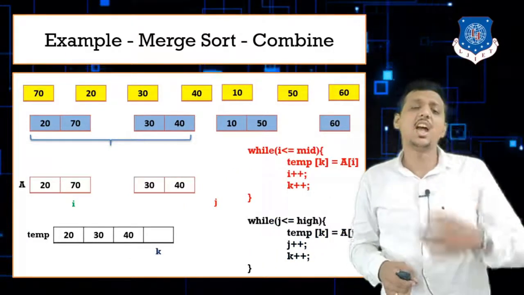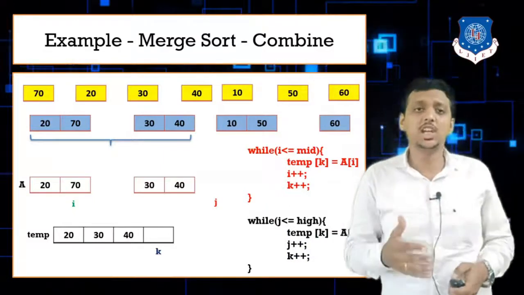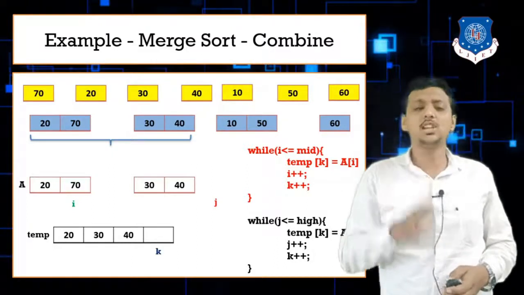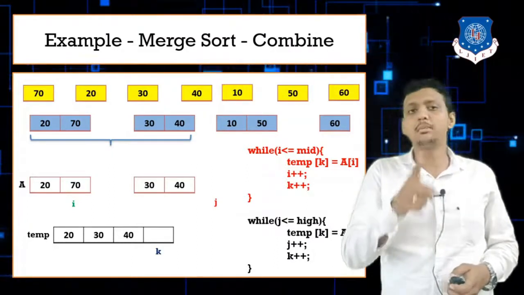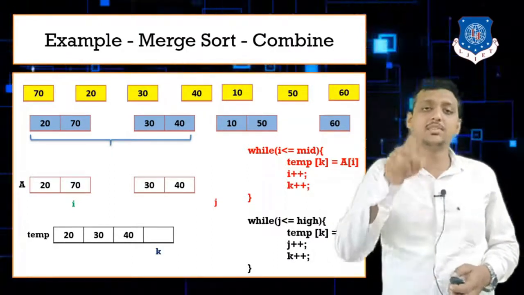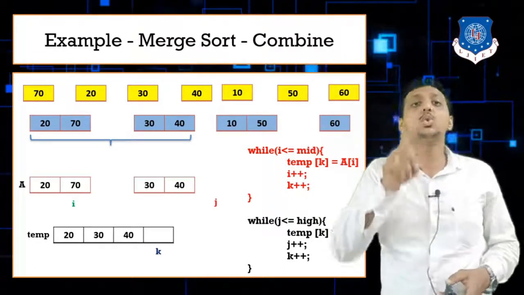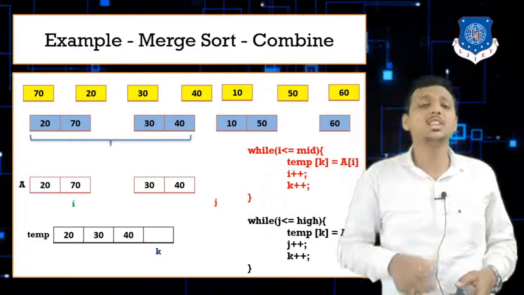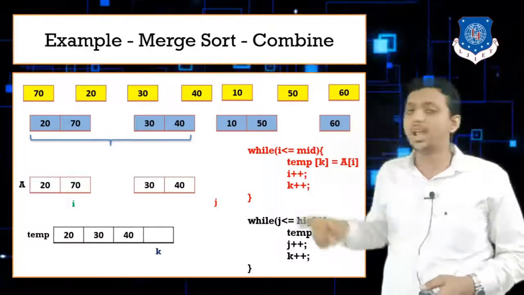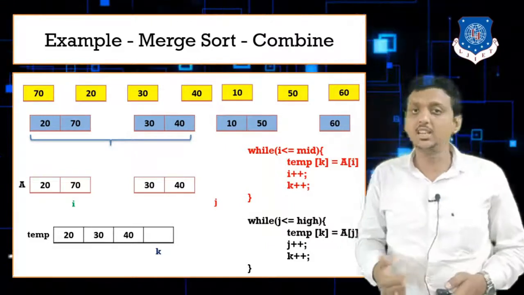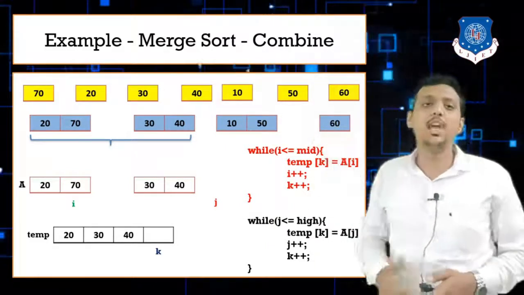See students, after incrementing j, now my j is not less than or equal to high. If you remember the while condition, it contains that i is less than or equal to mid and j is less than or equal to high, then you need to apply the previous if and else. If it's not like that, then you need to go for these two while loops.